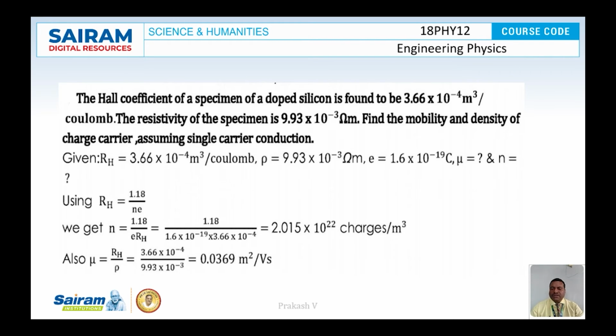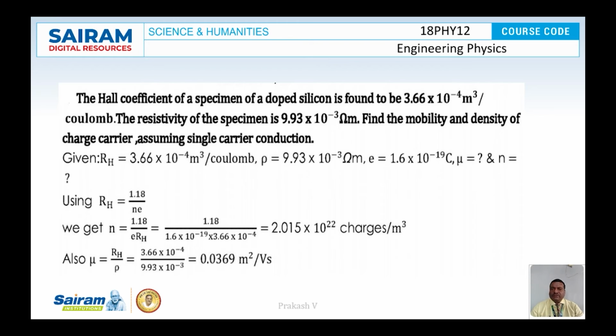So we know that the Hall coefficient RH is equal to 1.18 by NE. So N is equal to 1.18 by E into RH. So substitute the value of E and RH here. So after simplification, we are going to get the value of N is equal to 2.015 into 10 to the power of 22. That is the number of electrons per meter cube or charges per meter cube.